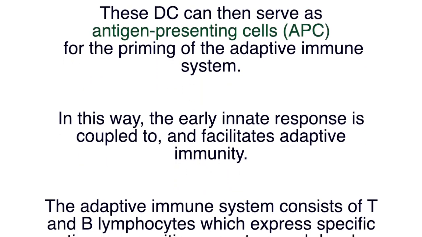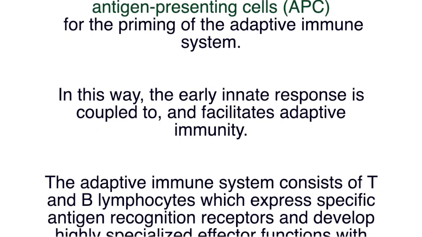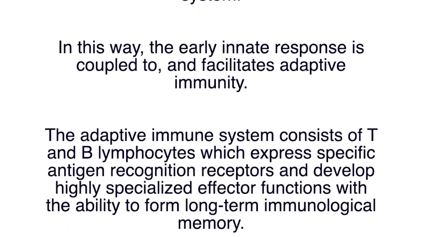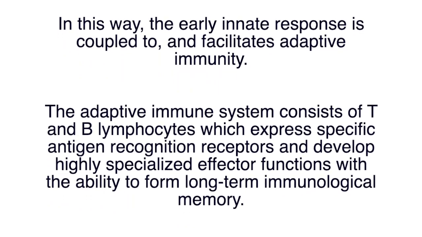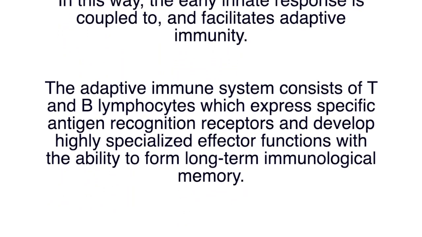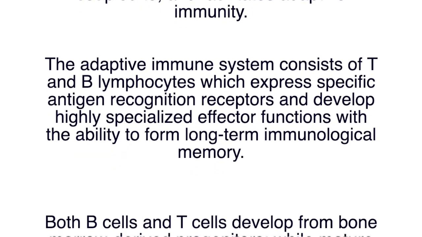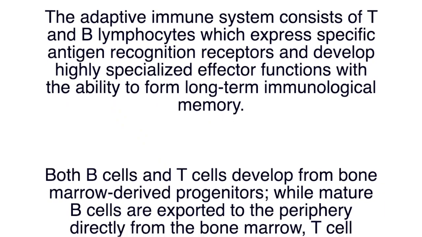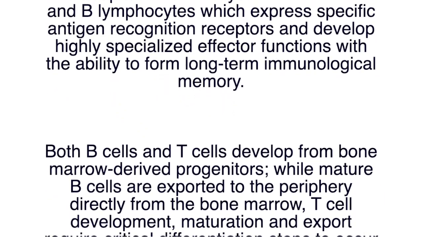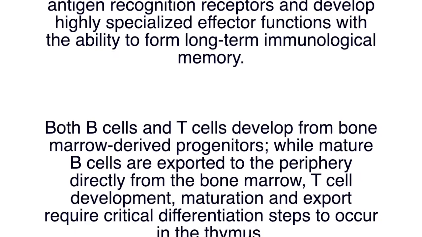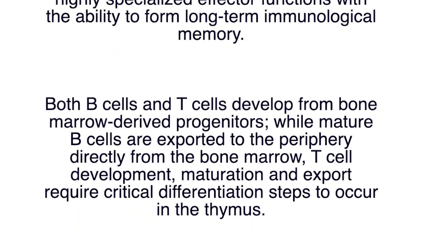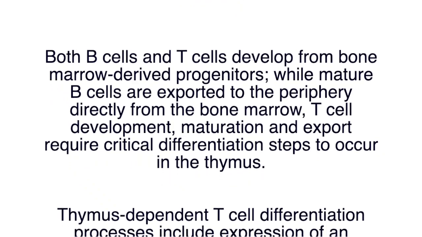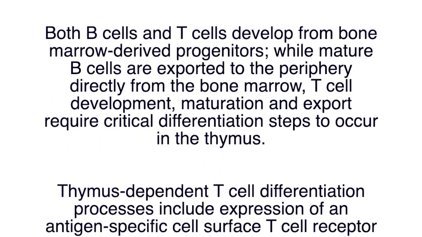The adaptive immune system consists of T and B lymphocytes, which express specific antigen recognition receptors and develop highly specialized effector functions with the ability to form long-term immunologic memory. Both B and T cells develop from bone marrow-derived progenitors. While mature B cells are exported to the periphery directly from the bone marrow, T cell development, maturation, and export require critical differentiation steps to occur in the thymus.